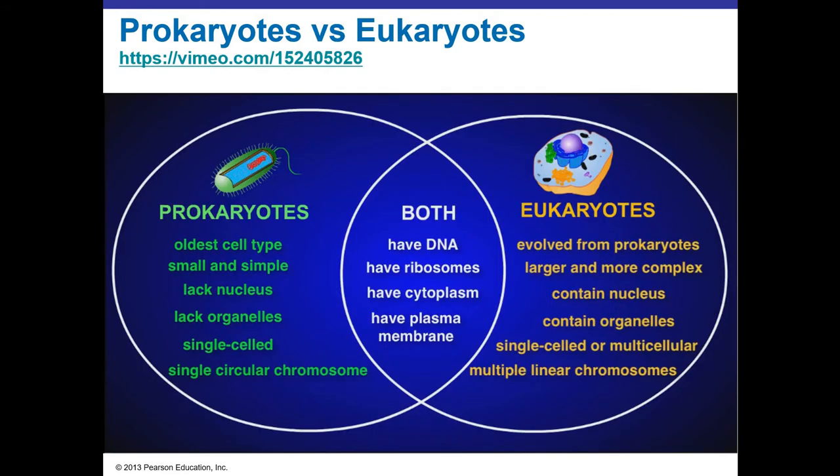So in summary, we see prokaryotes and eukaryotes both have DNA, but prokaryotes have this in a single circular chromosome. Eukaryotes have this in paired chromosomes. They have ribosomes for protein synthesis. They have cytoplasm, and they have to have a cell or plasma membrane. But prokaryotes are considered much simpler. They're smaller, they lack a nucleus, no organelles, and they are the most primitive of the cellular types.